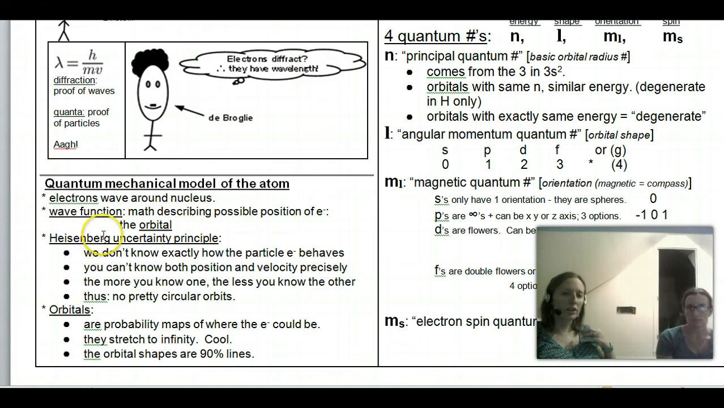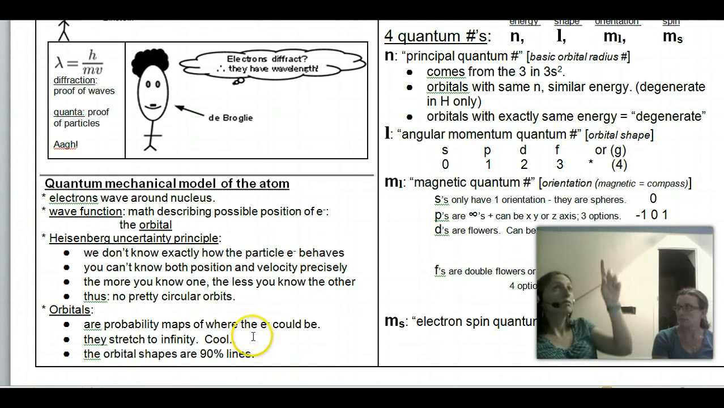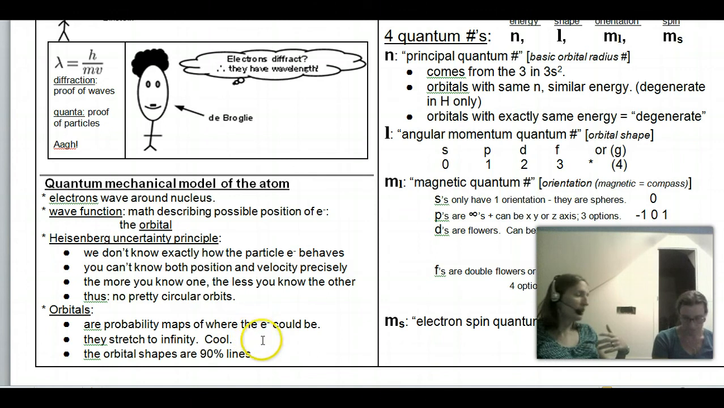Heisenberg here did a whole bunch of math and figured out the orbitals. It's important to remember that Bohr did orbits, which are little circles, and the orbitals are the probability maps of where the electrons can be. You end up seeing things that show you the shape of where the electron probably is. Its probability is mostly around here in the center when you're talking about, say, an s, but it can be out here, but pretty infrequently.